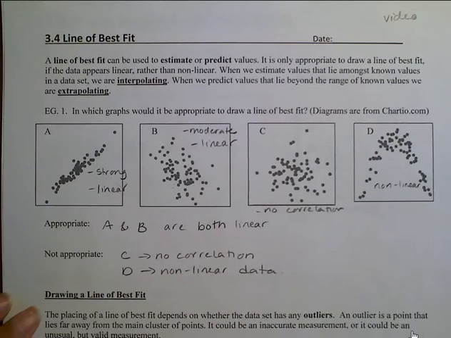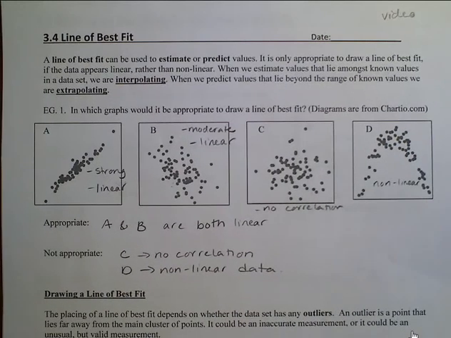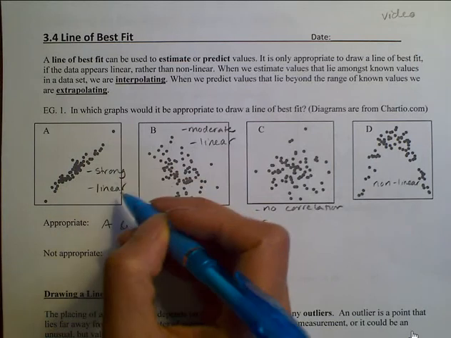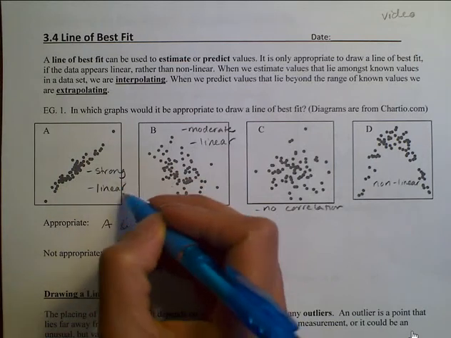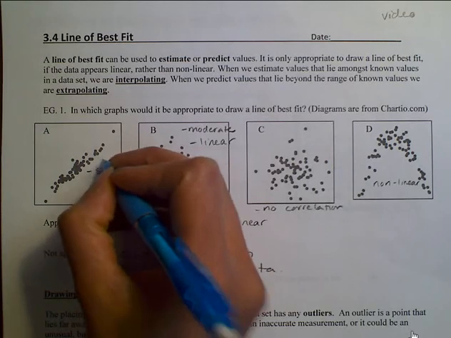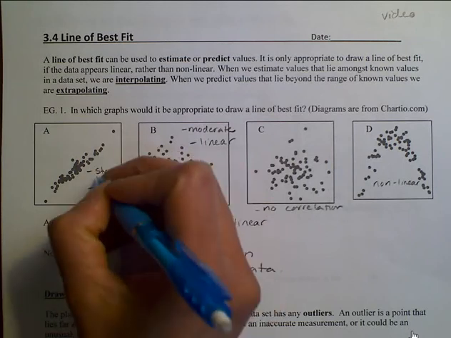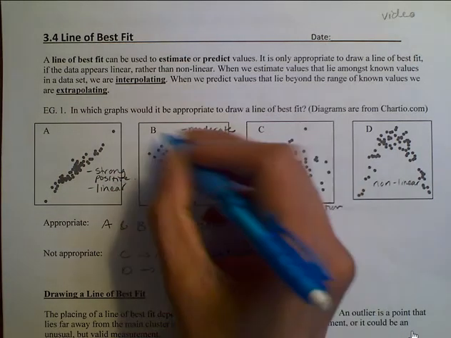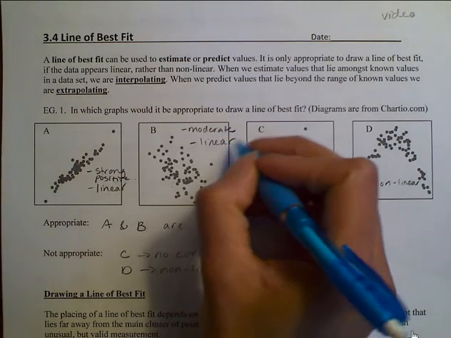So I did want to just review with you positive and negative correlation. So not only does this have strong correlation and it's linear, but we could also add the word positive in here. So it has strong positive correlation. And this here has moderate negative correlation.